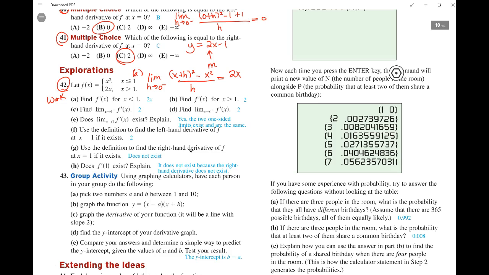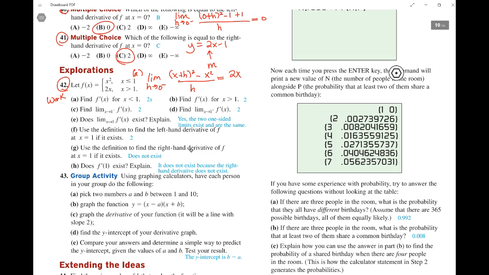Do you understand how I set that up? So then maybe when you're doing this part, it might make a little more sense. So 1 from the left, I'm going to plug 1 in here. I get 2. 1 from the right, plug in here, I get 2. So does the derivative exist right at 1? Yes. The two-sided, they're both the same. What about F and G?